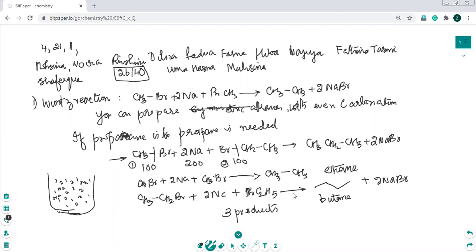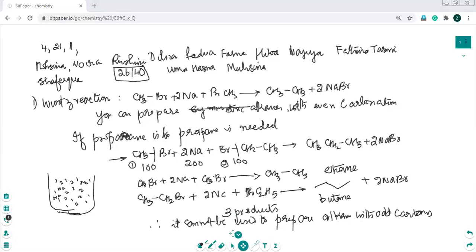And therefore, this reaction cannot be used to prepare alkanes with odd number of carbons. Clear? So this is the Wurtz reaction and its advantage and disadvantage.